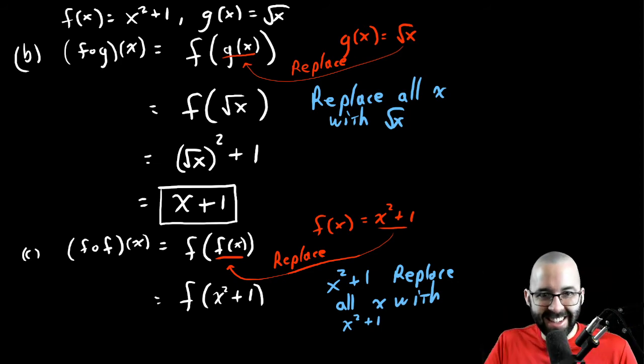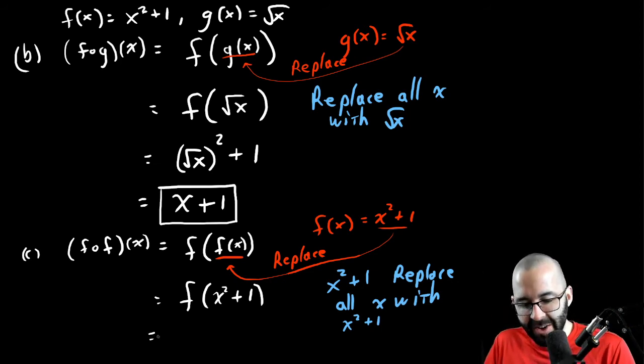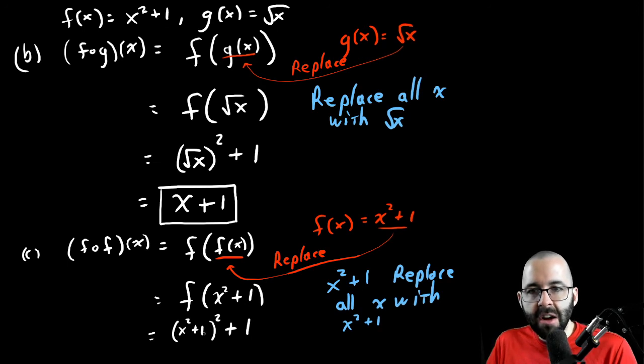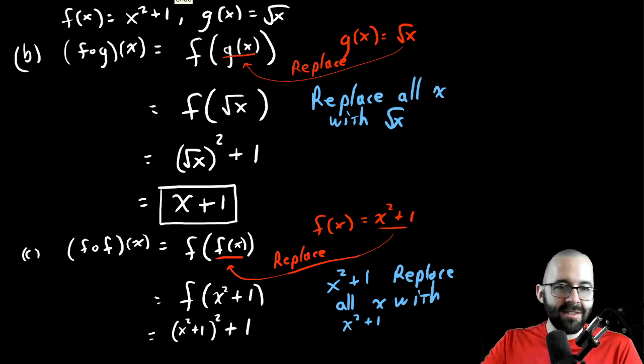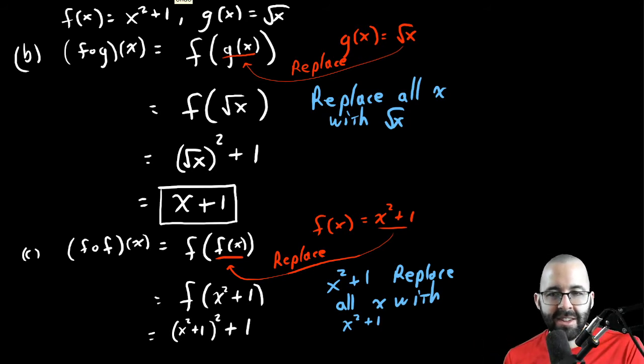It's kind of crazy. So normally it's x squared plus 1, but instead of x, we're putting in x squared plus 1. We're plugging the function into itself. That's what f of f means. Take the function, plug it into itself. And this is what we get.